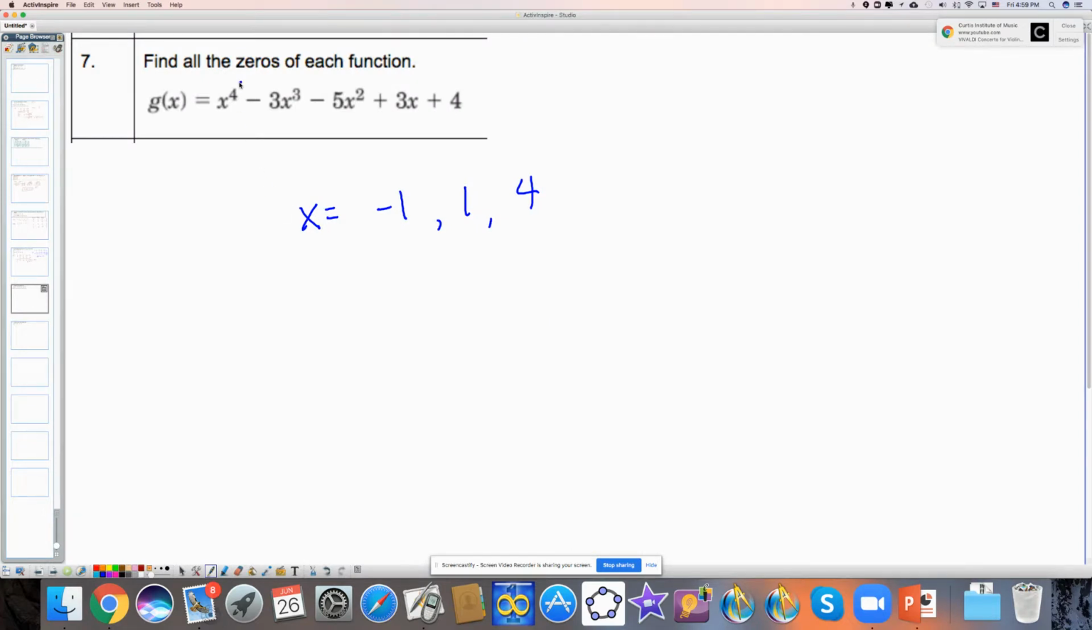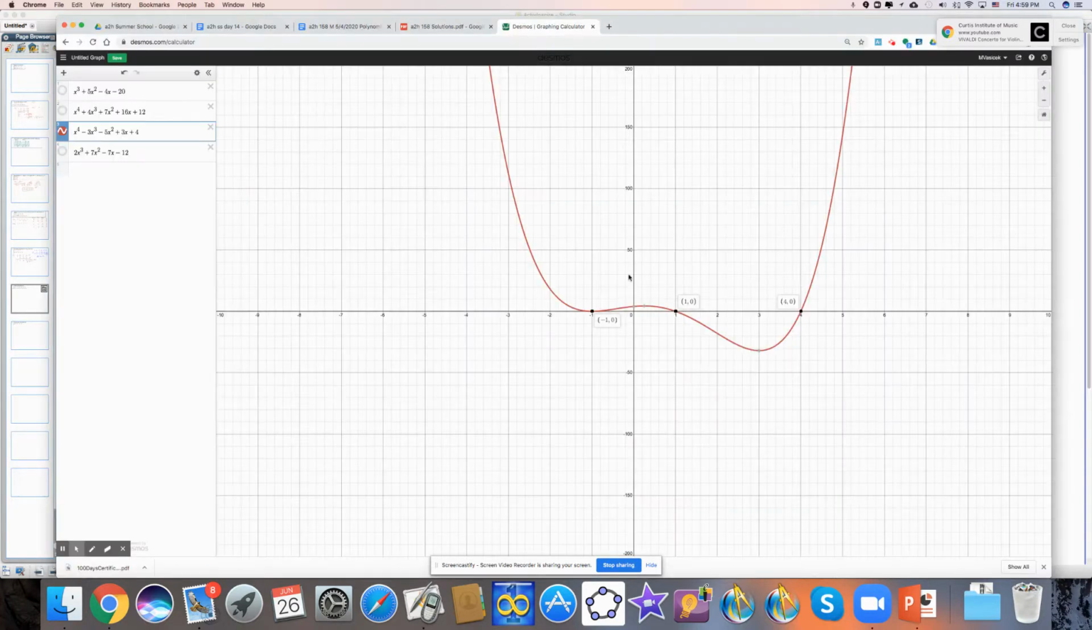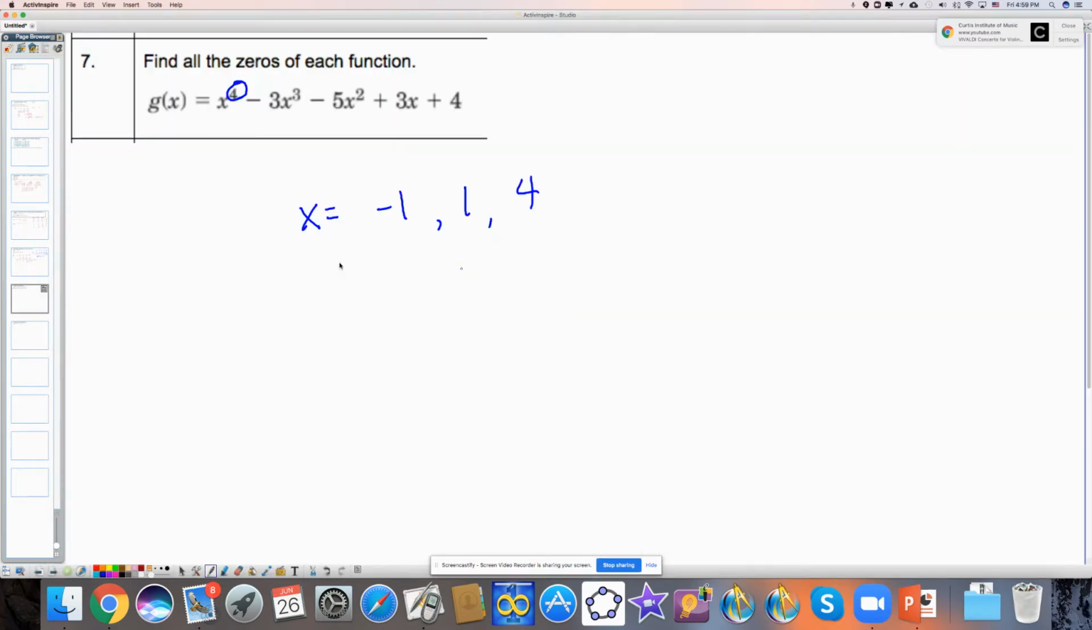But wait a minute. This is a fourth degree polynomial. Where's my fourth root? You need 4 roots. And this is where I show this one here. We have a double root. At negative 1, it's a turning point. So it goes up, and at this point, it goes down and then up. Again, this means that this is a double root. So it's actually negative 1, negative 1, 1, and 4. And since this is the same, I just leave it like this. But this is a double root. That's why it has 4 roots.